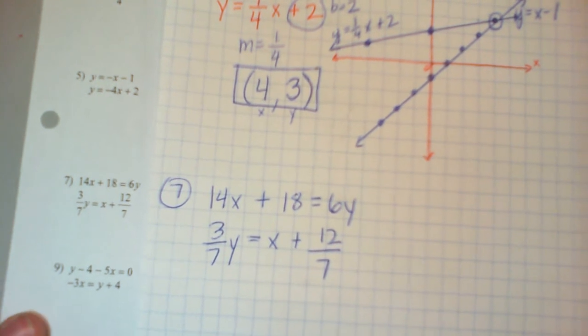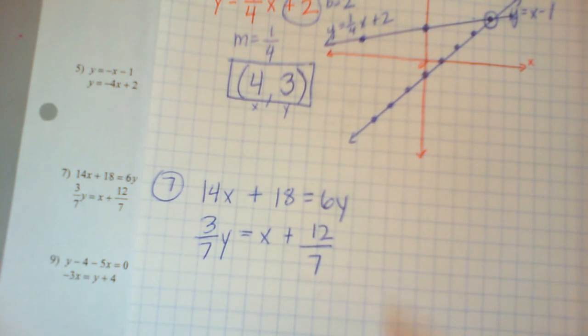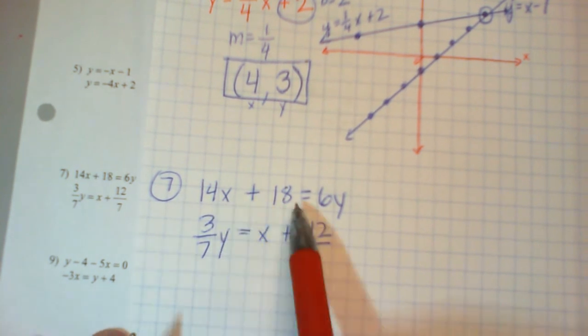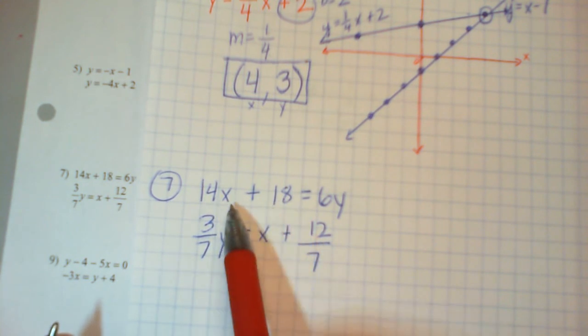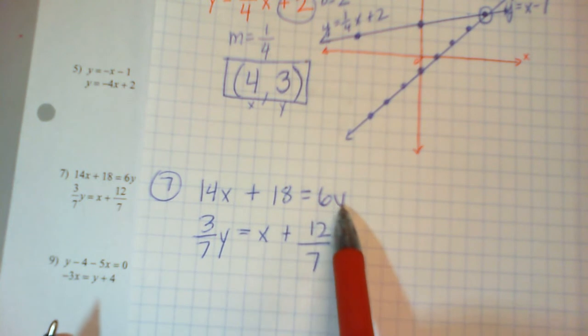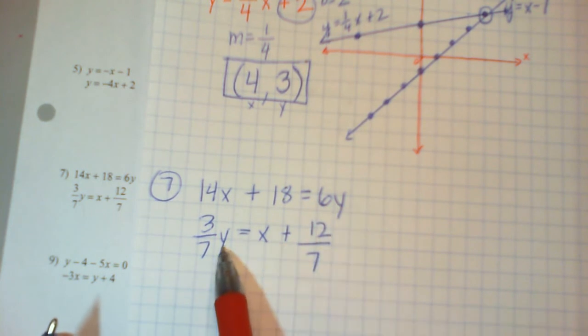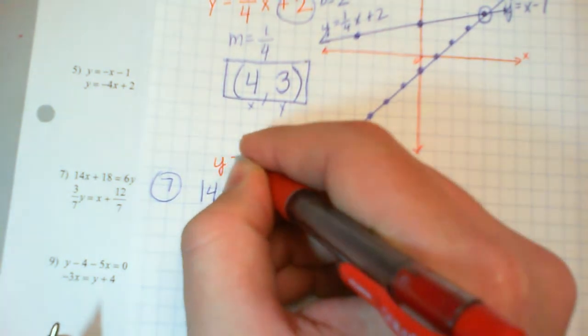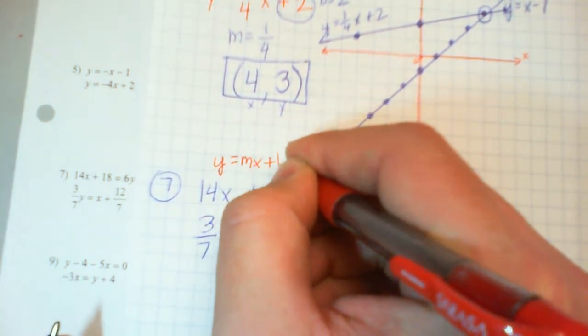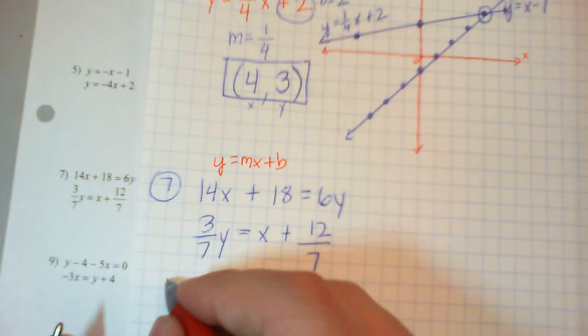So first thing I'm always going to do, I want to see if my two equations are in y equals mx plus b form. As you see, I do not have y equals mx plus b. The x is on the left, the y is on the right. As you see down here, the y is here, but it has a coefficient. So I need to put both of these equations in y equals mx plus b form. So I'm going to start with the first one.